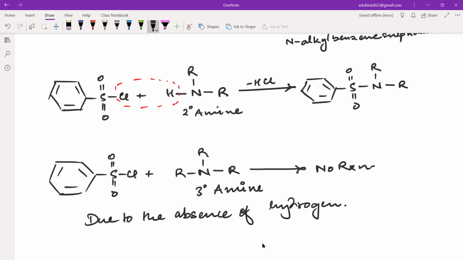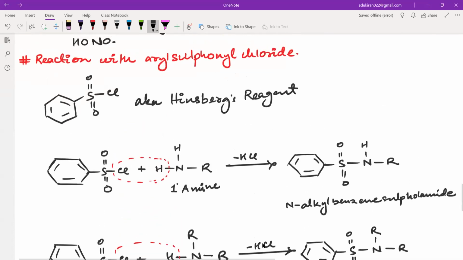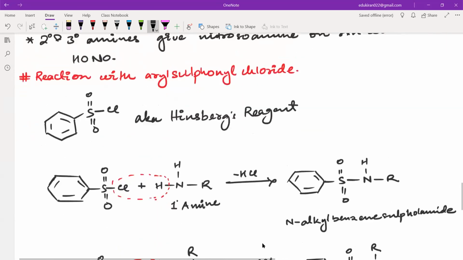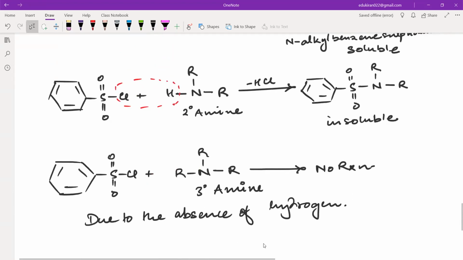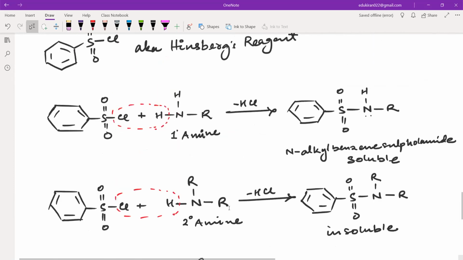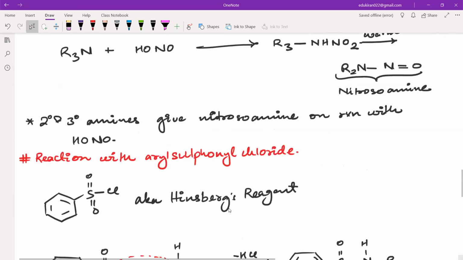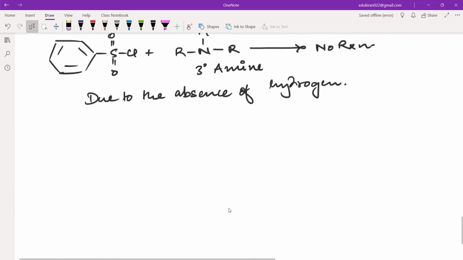And hence we can also say, since amines are not very soluble in water, this product is soluble in water. Why? Because this nitrogen can interact with the water molecules. This hydrogen can also leave, but here we don't have any hydrogen. That is why it is insoluble. And for the 3 degree amine, there is going to be no reaction. So here you can also use this test, that is Hinsberg's test, for the distinction of amines. So you can write Hinsberg's test.